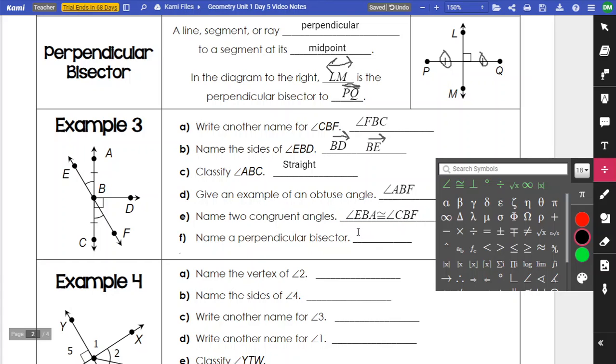And then finally, name a perpendicular bisector. So we need to find a couple segments that are congruent. Looks like we've got segment AC here, and AB is congruent to BC because we've got these hash marks right here. Since AB is congruent to BC, that means that B is the midpoint, and this ray moving along here must be the perpendicular bisector. So we can say ray BD.